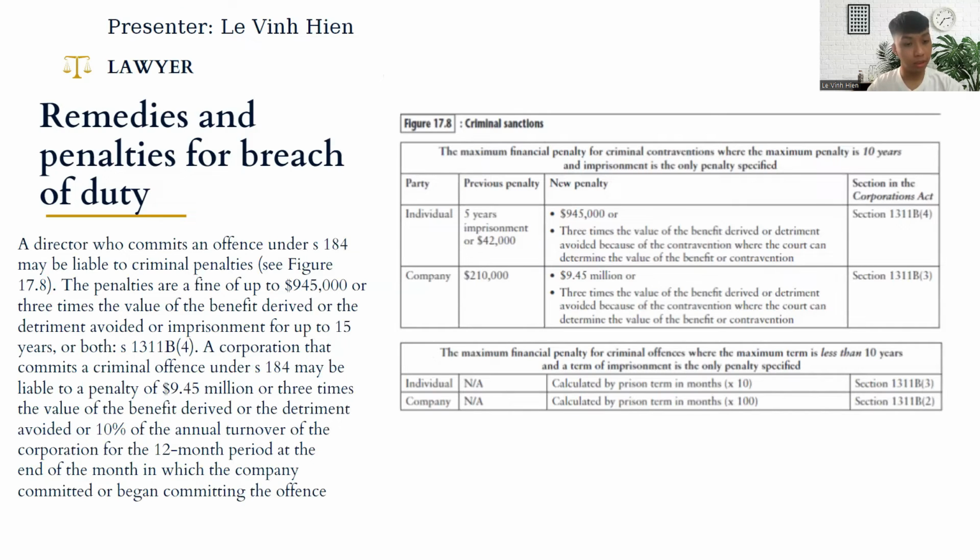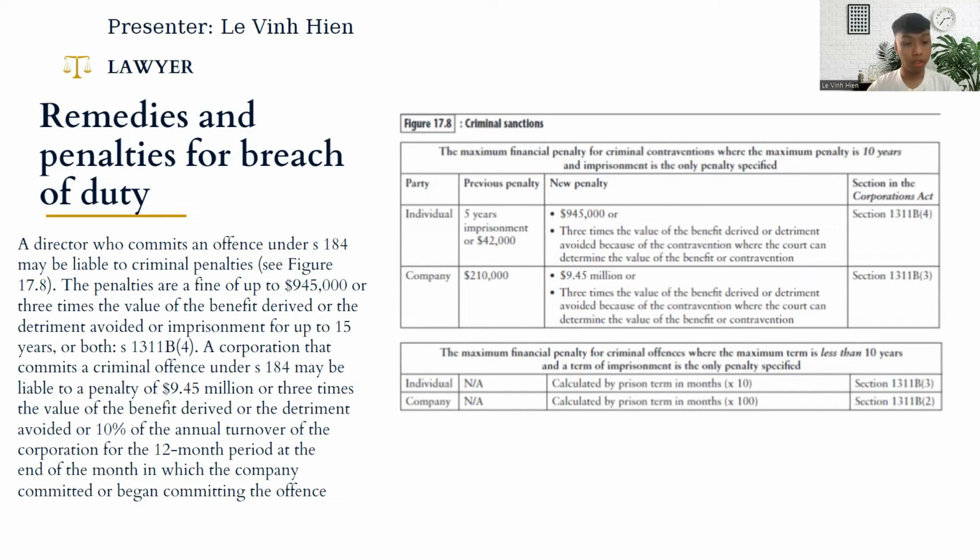For the criminal sanction, a director who commits an offense under Section 184 may be liable to criminal penalties as illustrated in Figure 17.8. The penalties are fines of up to 945,000 or 3 times the value of the benefit derived or the detriment avoided, or they could be imprisoned for up to 15 years, or both, under Section 1311 and 1312.